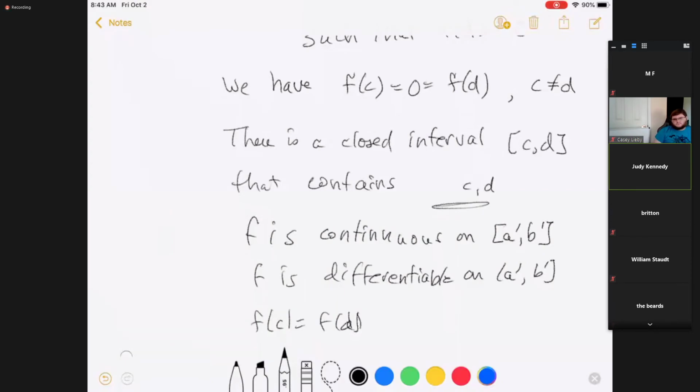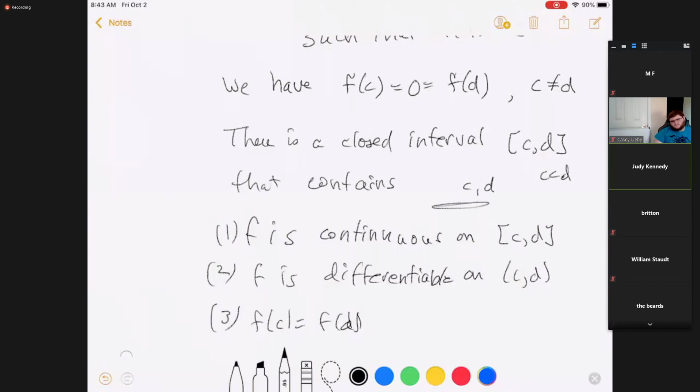I'm going to write that. So that would say that C is less than D. In the other case, it would be from D to C. It's the same proof. In fact, I could just say, let C be the smaller of the two numbers. That would take care of it. But this is the interval one. It's continuous on CD, it's differentiable on the open interval, and f of C is equal to f of D.